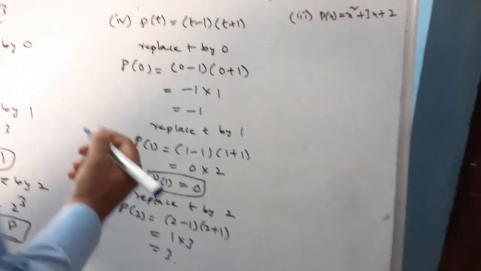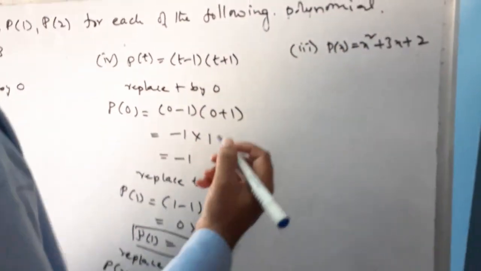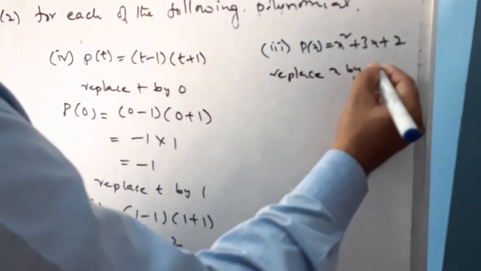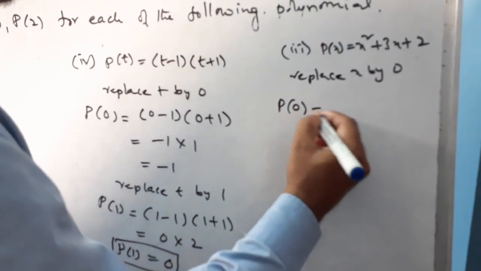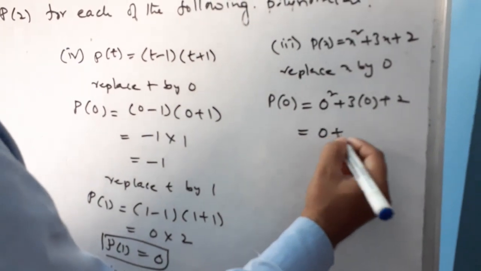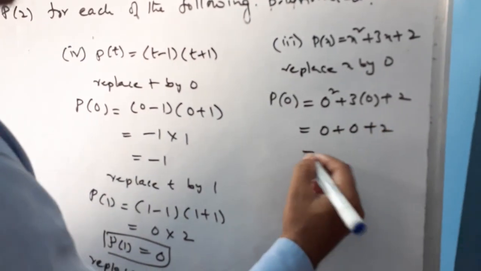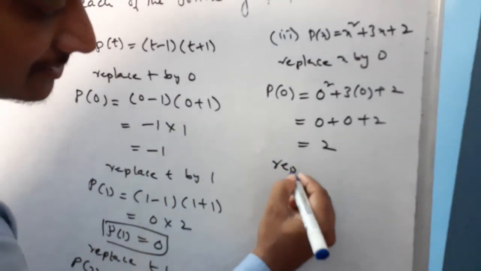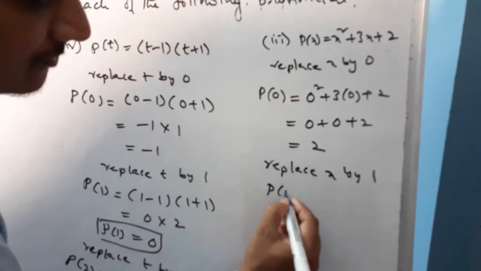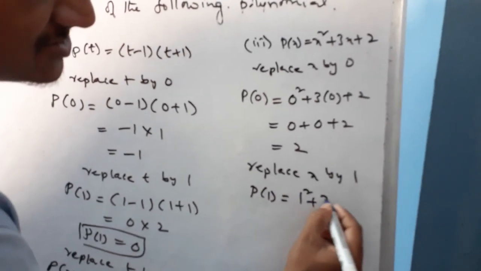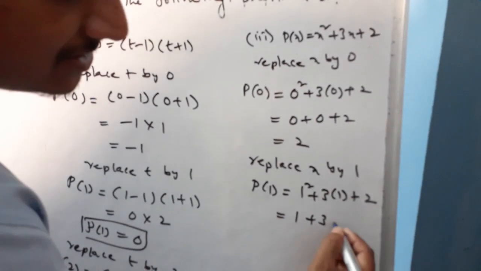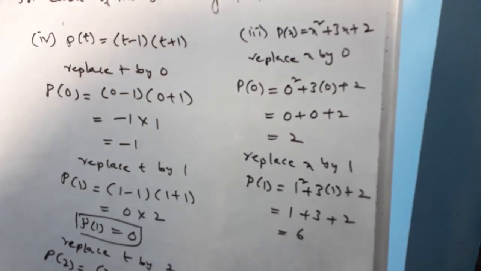Next, third one is p of x equal to x square plus 3x plus 2. So here replace x by 0. So p of 0 is equal to 0 square plus 3 into 0 plus 2. So 0 plus 3 into 0, 0 plus 2, that is equal to 2. So replace x by 1. P of 1 is equal to 1 square plus 3 into 1 plus 2. 1 square means 1 plus 3 into 1 means 3 plus 2, that is equal to 6.